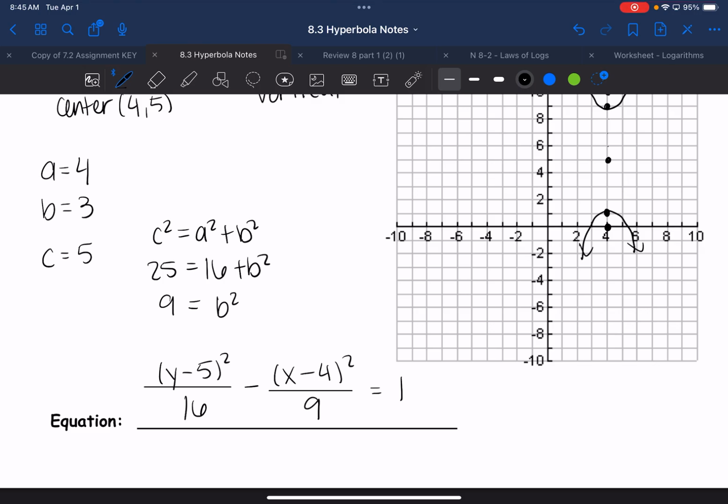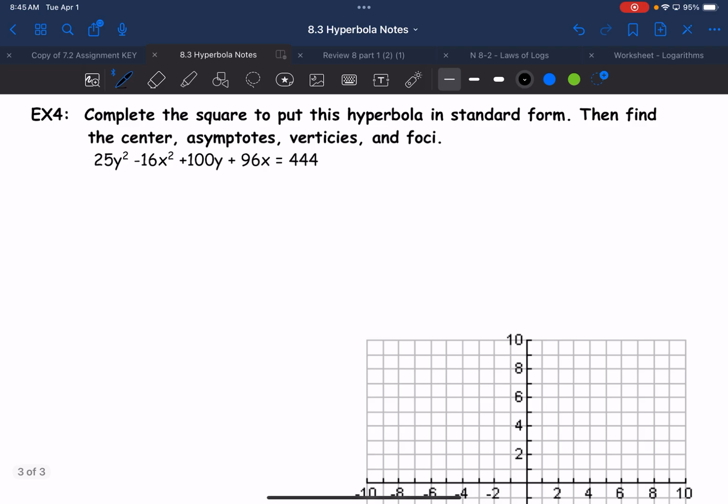Okay. We got, I think, one more to look at. Let's flip it over. Let's look at this last one together. Okay. So this one is going to pull it all together. It says we have to complete the square in order to put it in standard form. Then we identify the center, asymptotes, vertices, and foci so we can graph.